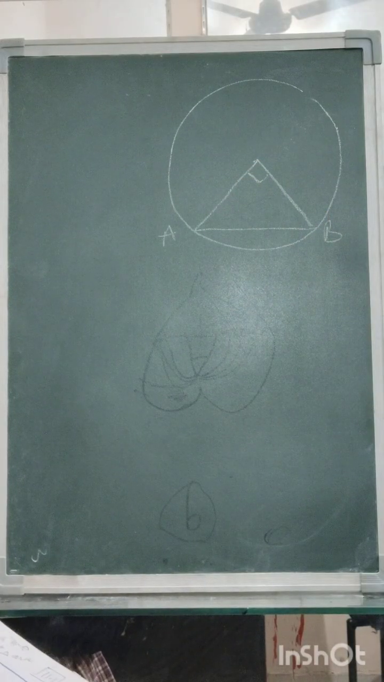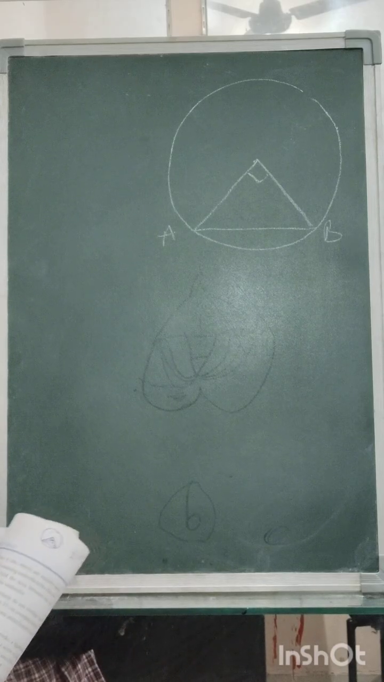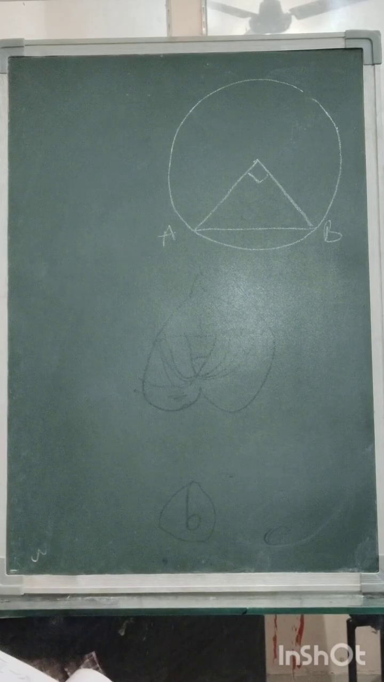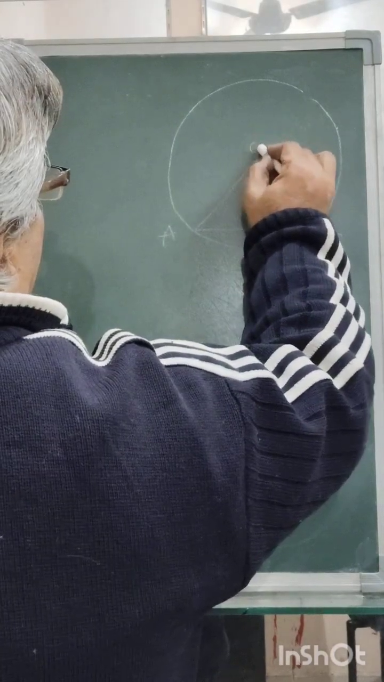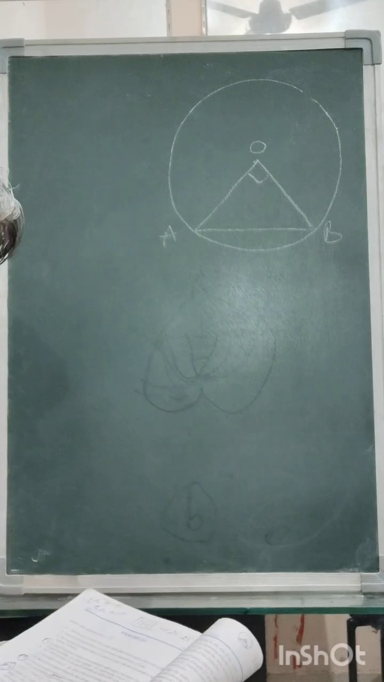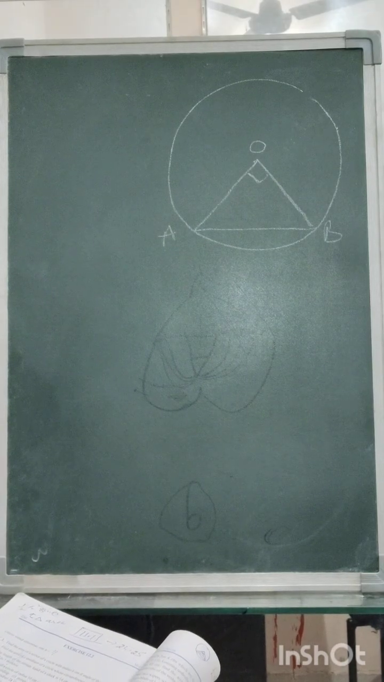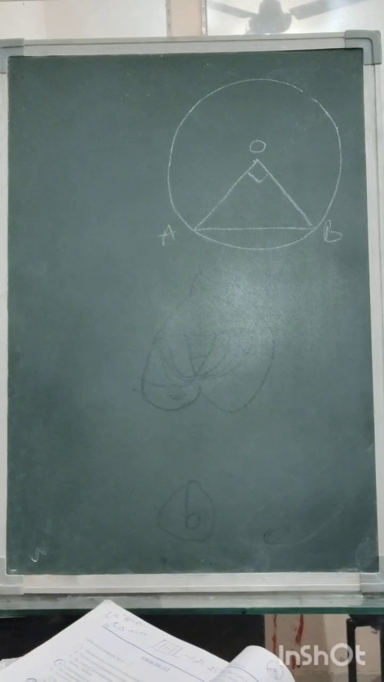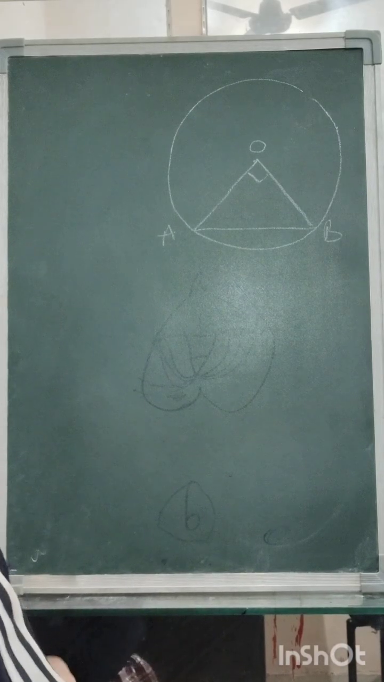We have a circle in which AB is a chord such that it subtends an angle of 90 degree at the center O. Find the area of the corresponding minor segment.